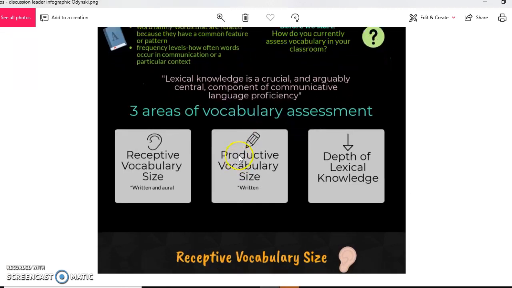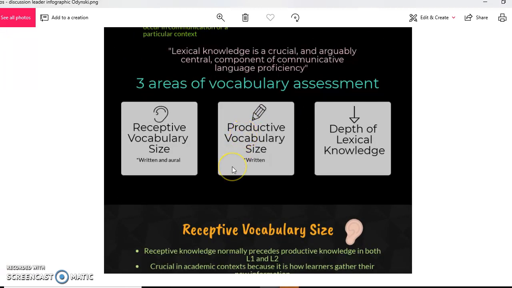The authors mention three main areas of vocabulary assessment, and throughout the article we see these three pop up over and over again. The first one they discuss is receptive vocabulary size and the subcategories of written receptive and oral receptive. That includes what you receive, aka what you hear and read. Oral is what you hear, written is what you read. So there's that vocabulary size.